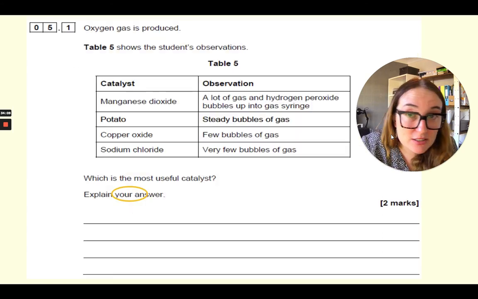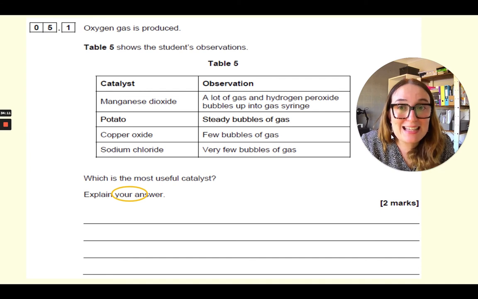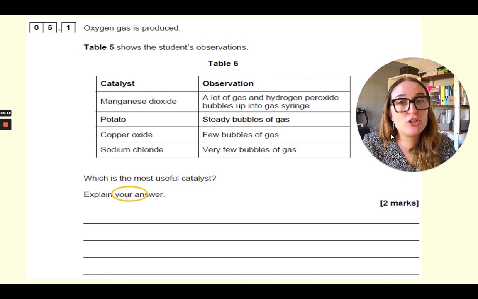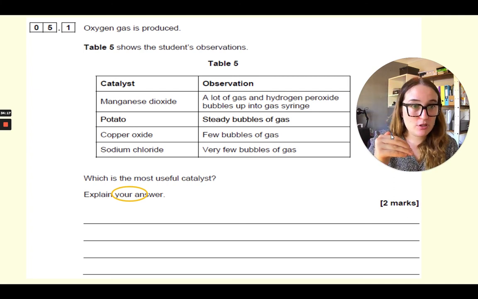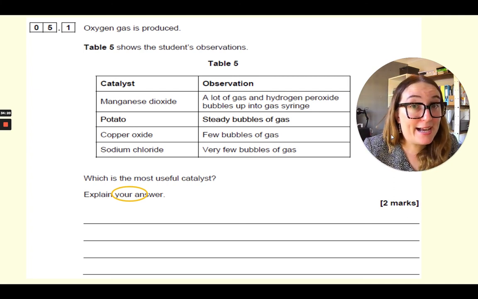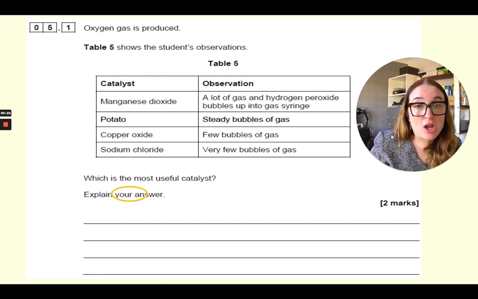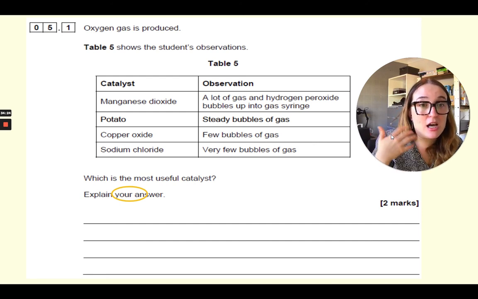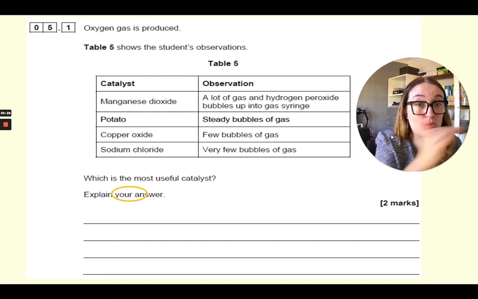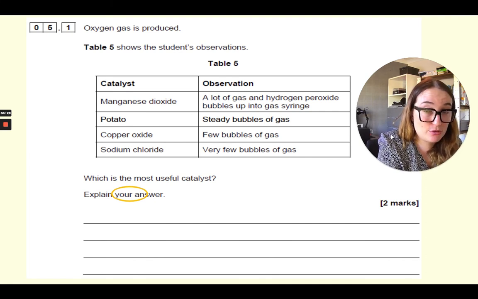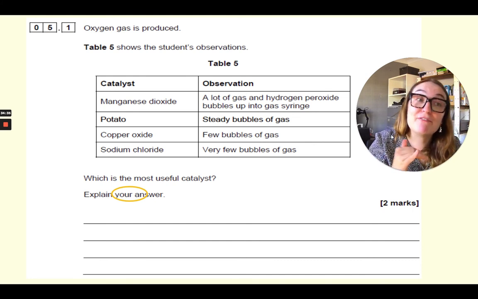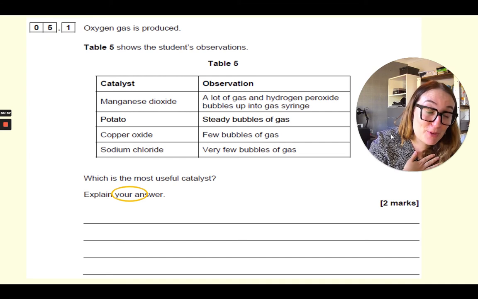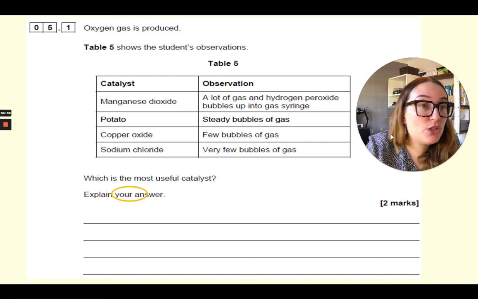So let's look at what they're actually asking us. So oxygen gas is produced. Table 5 shows the students' observations. So they have got different catalysts and then they've got different observations. So manganese dioxide, lots of gas, hydrogen peroxide bubbles up into the gas syringe itself. Potato, steady bubbles of gas being produced. Copper oxide, a few bubbles of gas. Sodium chloride, very few bubbles of gas. Which is the most useful catalyst?